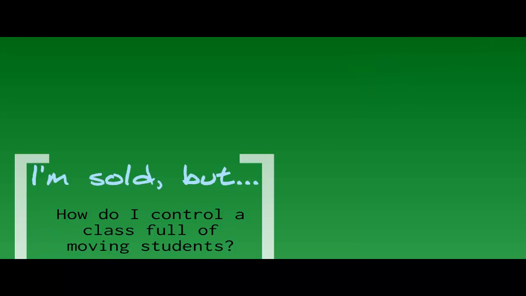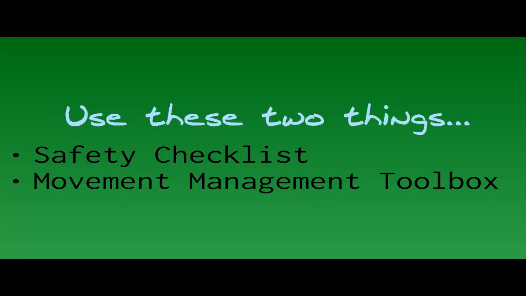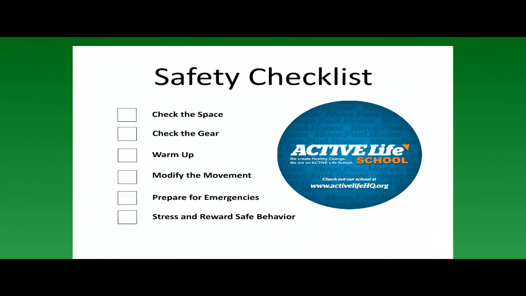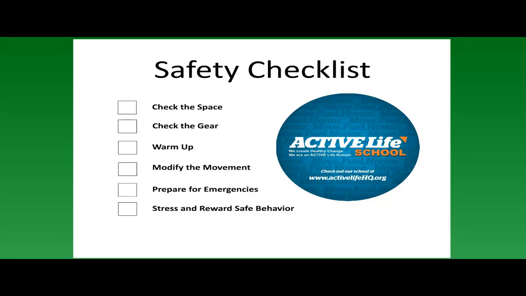This is all well and good, but how exactly do you control a room full of students who are physically active? It just so happens that we have some movement management tools to help you out. To make this easier for you, we put together a very straightforward safety checklist and a toolbox of tips and tricks. This checklist will help you create a safe environment for your students. For much more detail, you can view the text version of this guide and the checklist itself. We'll give you more details at the end of this video.